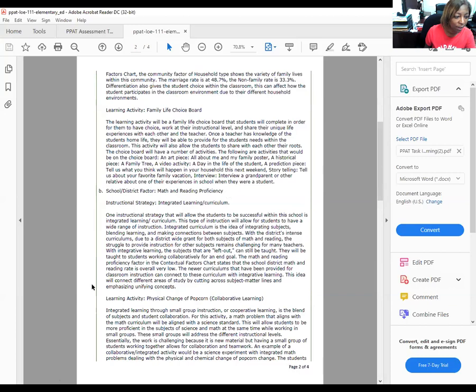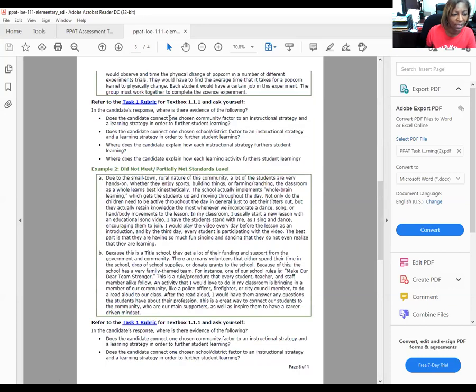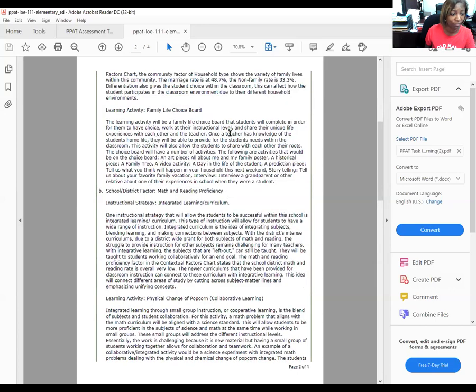I'm sorry. Let's see here. Does the candidate connect one chosen community factor to an instructional strategy and a learning strategy in order to further student learning? That would be in the article above this. It's hard for me. You will look here to find that answer.